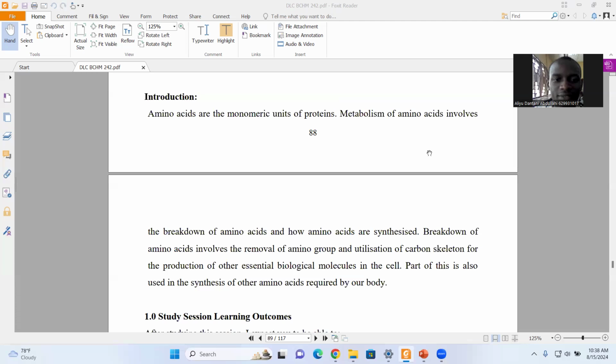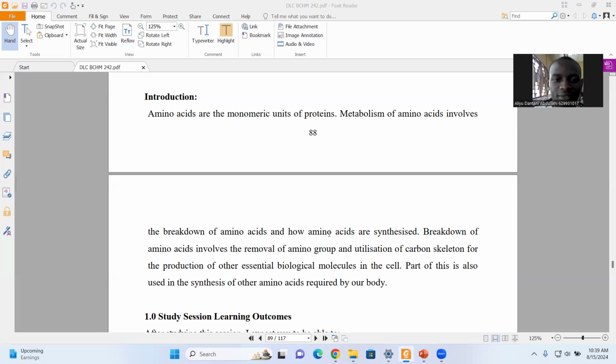What are amino acids? They are monomeric units of proteins. Amino acids are what make up proteins. Just like polysaccharides are made up of monosaccharides, simple sugars, glucose, mannose, galactose. They make up your starch, your glycogen, your pectin, your cellulose, your hemicellulose. You understand? So you get polymers from monomers. Protein is a polymer, all right? Amino acid is the monomer that makes up the polymer protein. So I hope you understand this simple explanation.